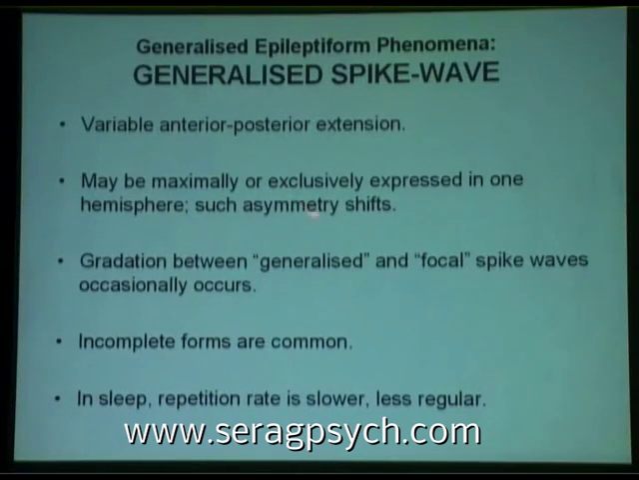Now, our habit actually is to call things either generalized or focal. If you look carefully, the next time you see an EEG with spike wave discharges, you're going to see some that are regionally accentuated. In other words, just in part of the brain. Look very carefully and you'll see that. So therefore, incomplete forms of generalized spike waves occur commonly. And in sleep, spike waves are slower in repetition rate and they're not quite as regular.